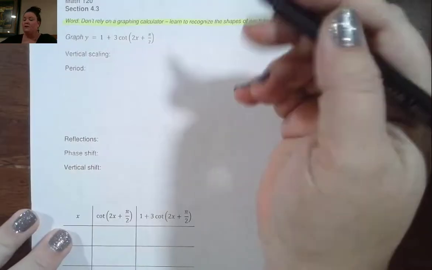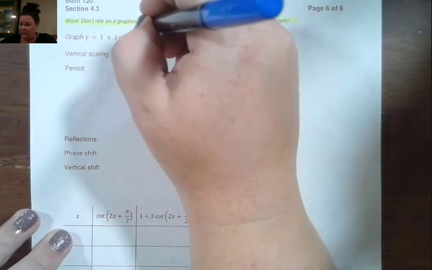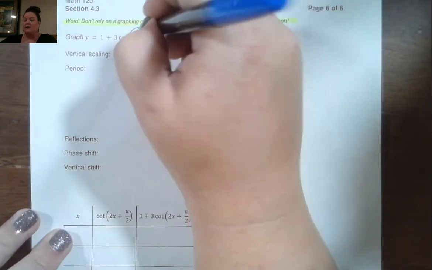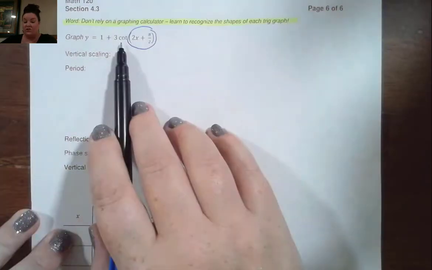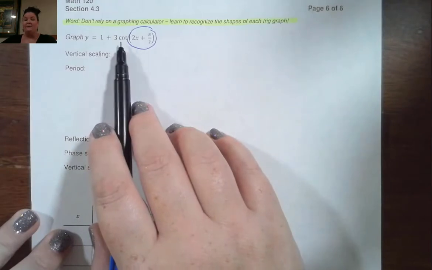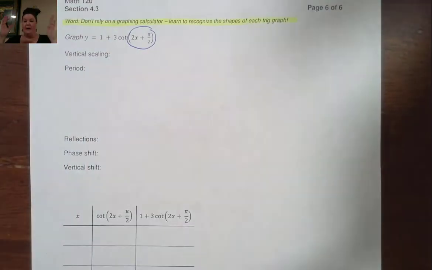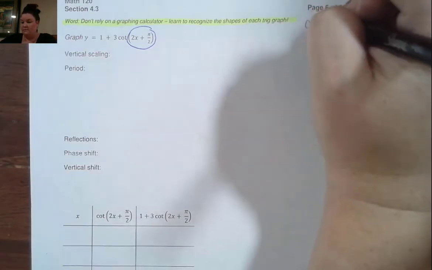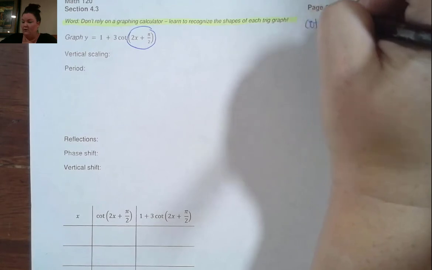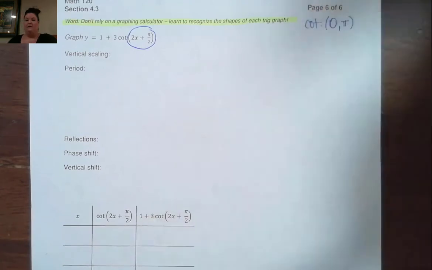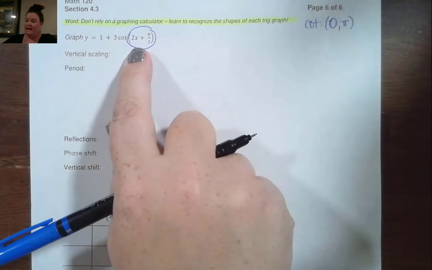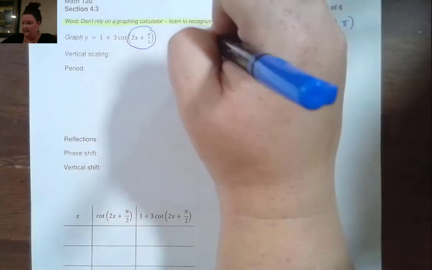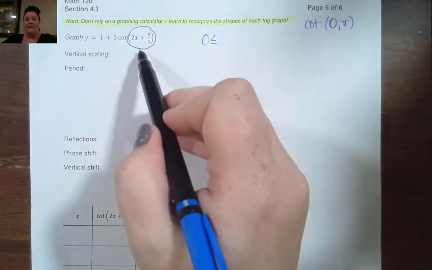The first thing that I know is that whatever's going on in here, because it's a cotangent, I need it to be between 0 and pi when I adjust these graphs, right? Because cotangent is between 0 and pi. So I'm going to go ahead and adjust my x's, which is whatever is inside my cotangent.